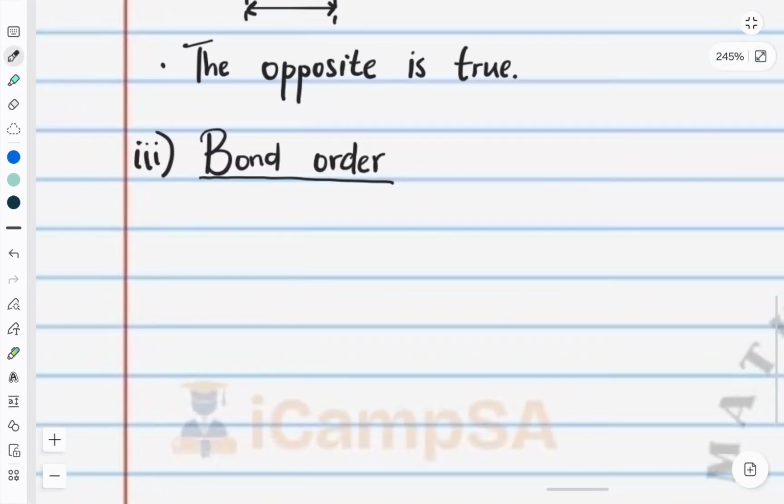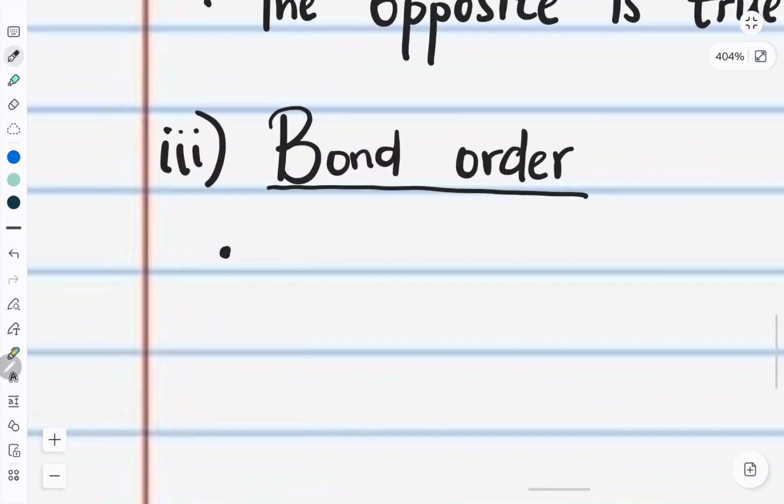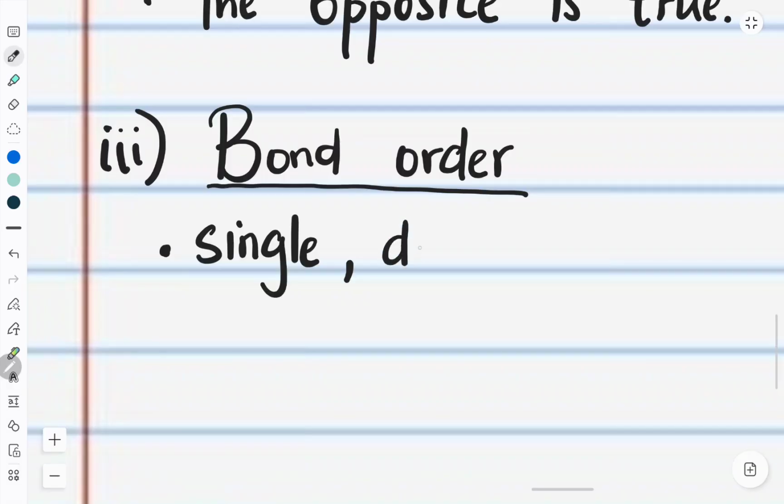All right, so bond order refers to whether a bond is a single, double, or triple bond.